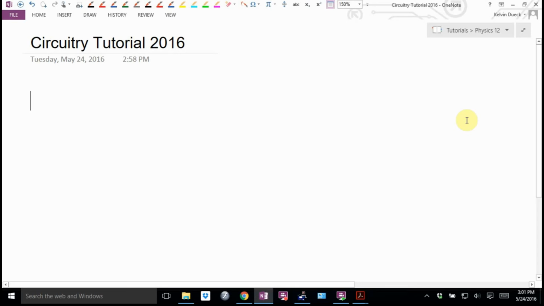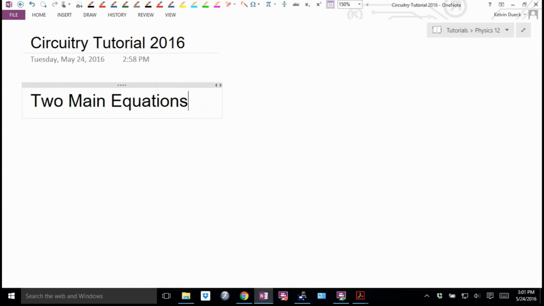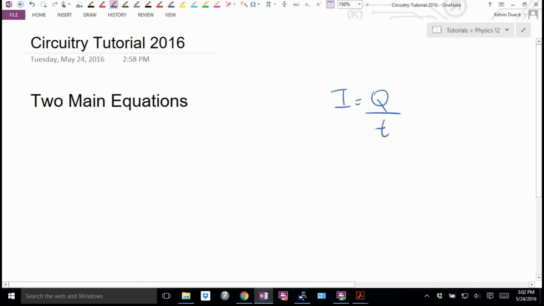Circuitry. Basically, there are two equations. Yeah, there's a couple more. I did start out, so I'm going to write down here, two main equations, okay? We did define current. We said that current was equal to coulombs per second. That's an amp. That's the definition.